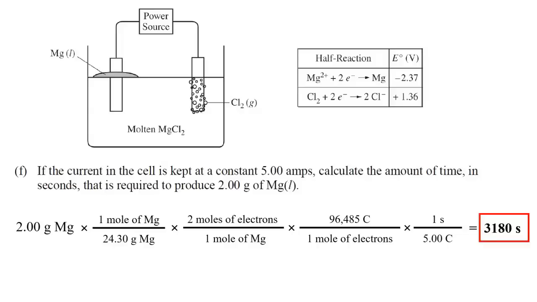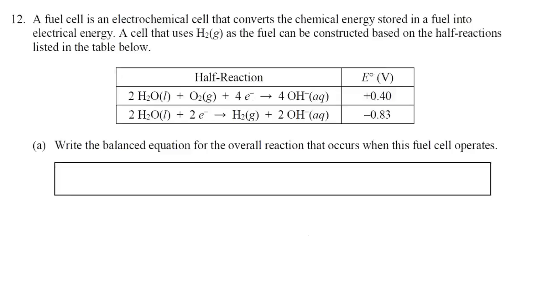All right, well now I think we are ready to move on to our next question in the packet. This is question 12. This is also the last question in this packet. In question 12, it says a fuel cell is an electrochemical cell that converts the chemical energy stored in a fuel into electrical energy. A cell that uses hydrogen gas as the fuel can be constructed based on the half reactions listed in the table below.